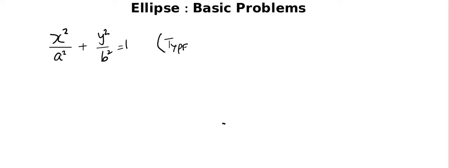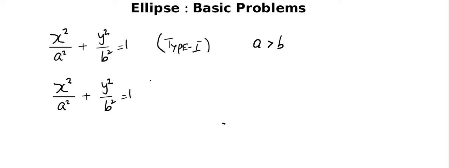Okay, so first of all, the standard equation of an ellipse is x square by a square plus y square by b square is equal to 1. And I'm going to call it type 1 provided the value of a is bigger than that of b. So that is my classification. I will call it type 1 provided a is bigger than b. I'm going to call the same thing type 2 provided a is less than b. That means b will be bigger than a.